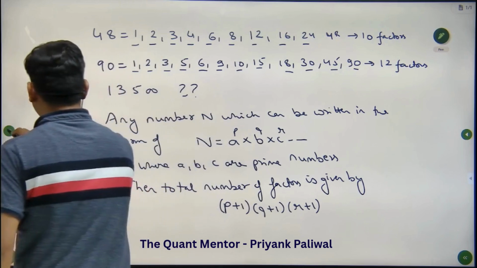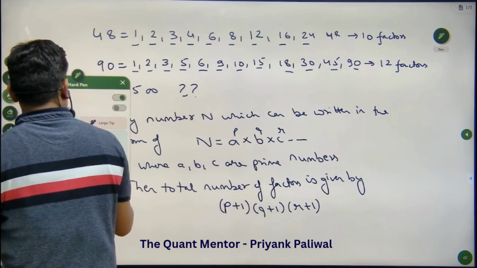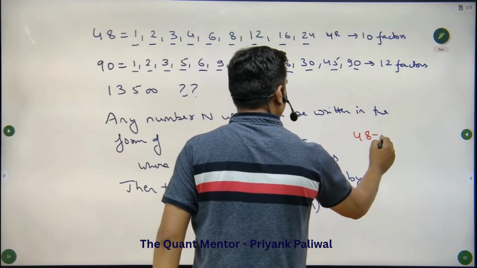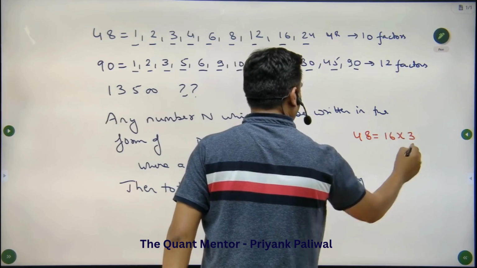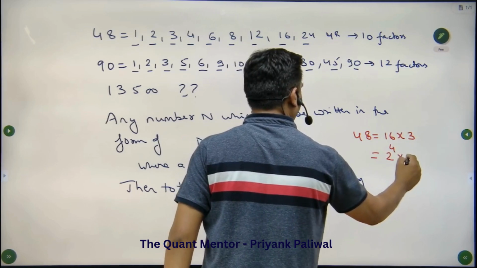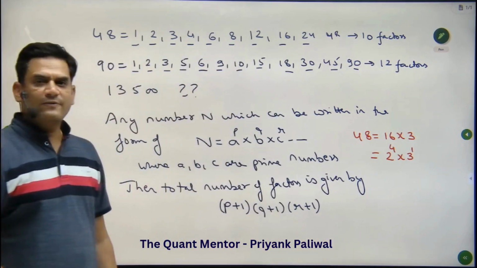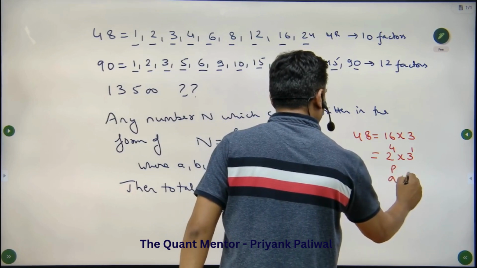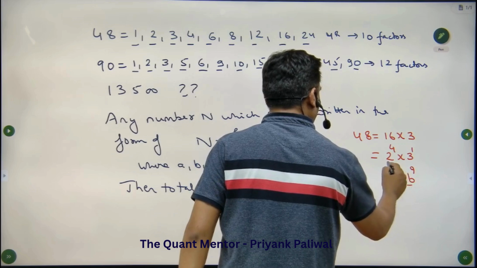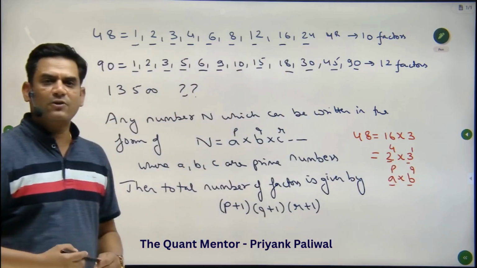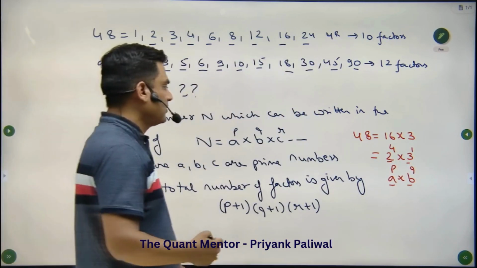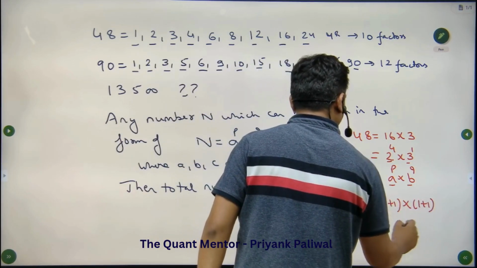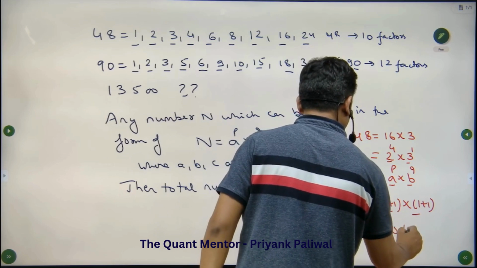For example, let us check 48 now. 48 can be written as 16 into 3. What is 16? 2 to the power 4 into 3 to the power 1. So if I compare 2 to the power 4 into 3 to the power 1 with a to the power p into b to the power q, a and b here are prime numbers. What is the value of p and q here? 4 and 1. So total factors are given by 4 plus 1 into 1 plus 1, which is 5 into 2, 10 factors.